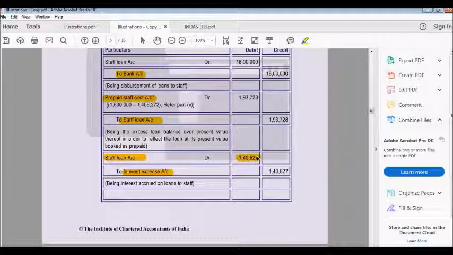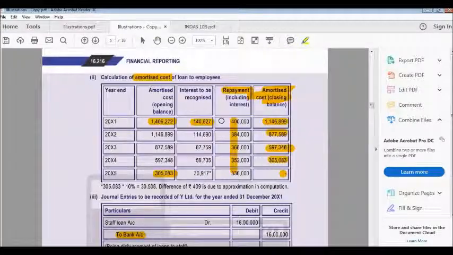1,40,627 is the interest component, and then you will have to make another entry, which is bank account debit to staff loan. Bank account will be debited by 4 lakh and staff loan will obviously be credited by 4 lakh. So this is the initial amount, and then you are adding the interest, and then you are subtracting the repayment.